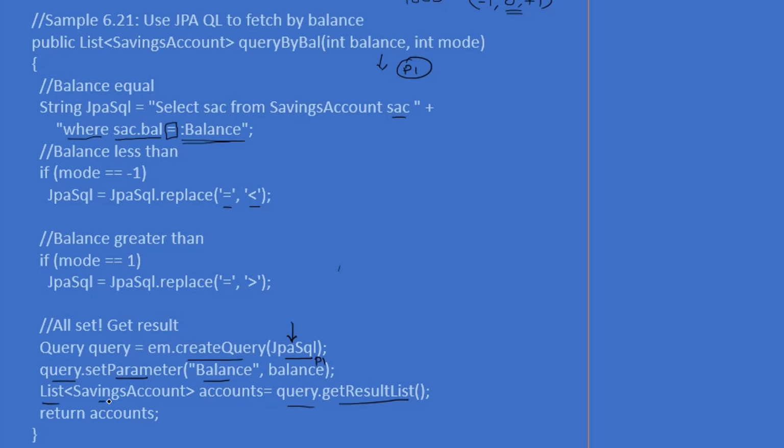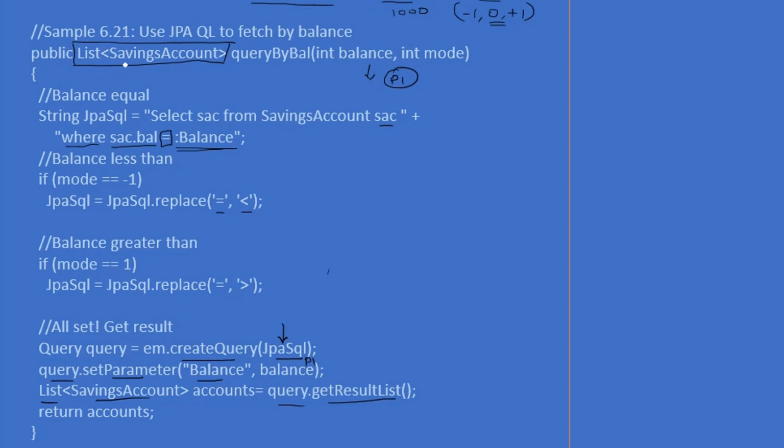List of savings account, and we are returning that. So that's the return type here. List of savings account. List here is from the java.util package, and we are returning list of savings account entity.